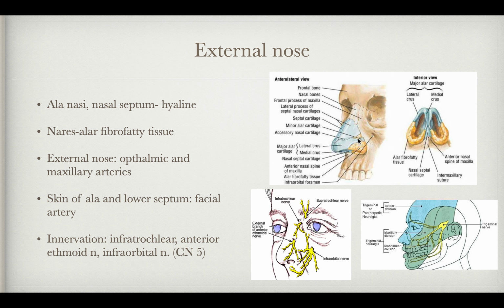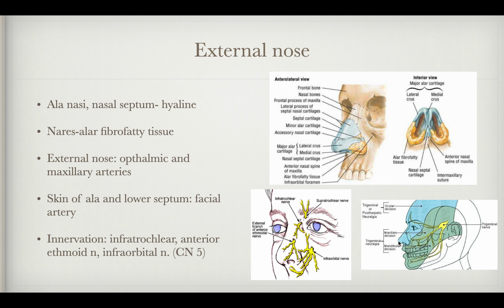The minor is so hard to see, as you can see here, because it's embedded in this fibrofatty tissue, which makes up the nares. The alar septum and the nasal septum are going to be made of hyaline cartilage. And inside of the nose, there's going to be the nasal septal cartilage right there, and that extends up and then articulates inside with the ethmoid and the frontal. It goes all the way inside of the nasal cavity.